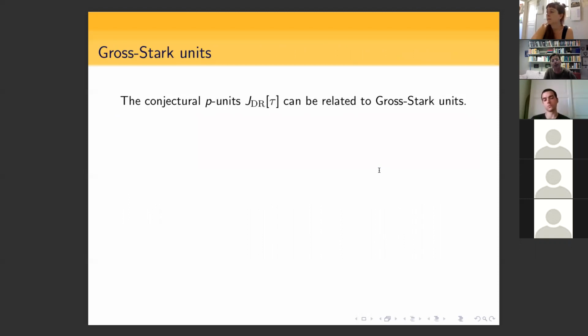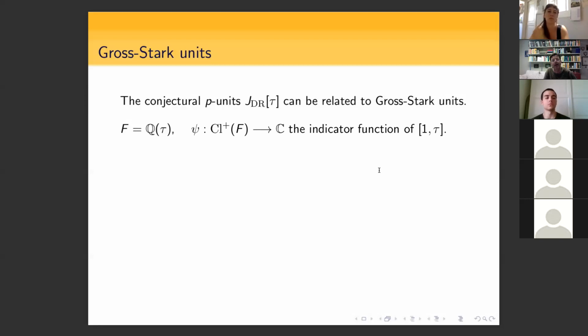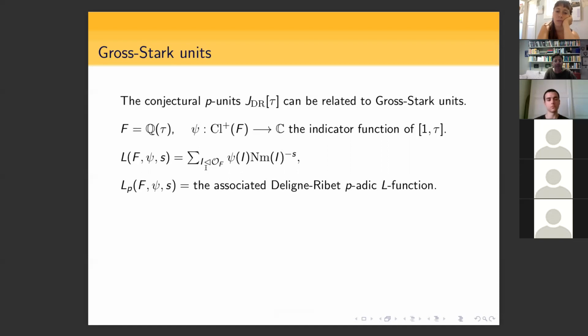So the point is that the conjectural p-units, the values of the Dedekind-Rademacher cocycle at RM points, can be related to Gross-Stark units. So if F is the field generated by Q of tau, and psi is some character of the narrow class group of F, or maybe more generally, any function on the narrow class group, like the indicator function of the ideal class generated by 1 and tau in the group of fractional ideals of F, then we can form an L-function attached to this function by simply summing the norms of ideals to the minus s multiplied by the value of this function on the ideal class, so taking the sum over all ideals of the ring of integers of F. And this L-function admits a p-adic avatar, which was defined by Deligne and Ribet.